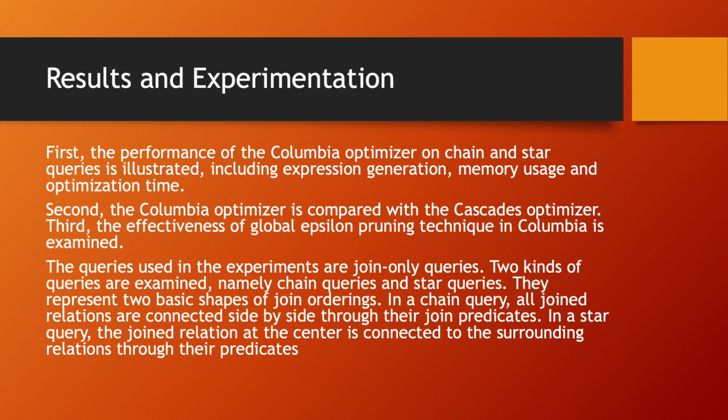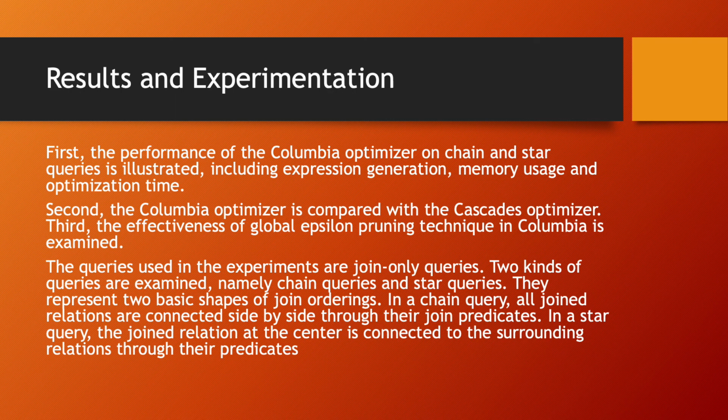First, the performance of the Columbia optimizer on chain and star queries is illustrated, including expression generator, memory usage, and optimization time. Second, the Columbia optimizer is compared with the Cascades optimizer. Third, the effectiveness of the global epsilon pruning technique in Columbia is examined. The queries used in the experiments are join-only queries.